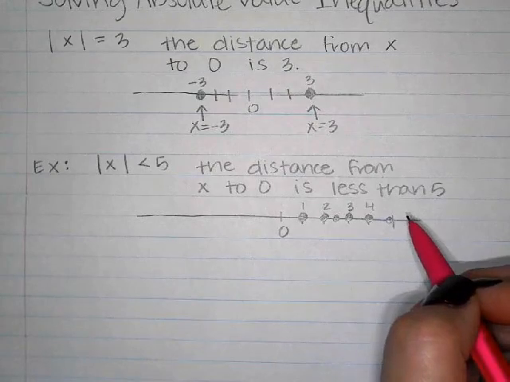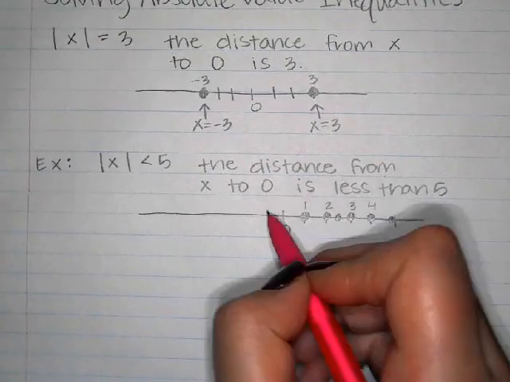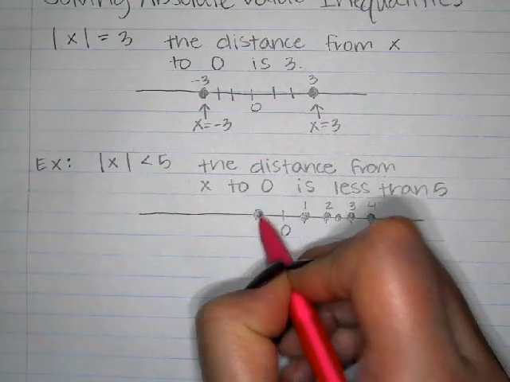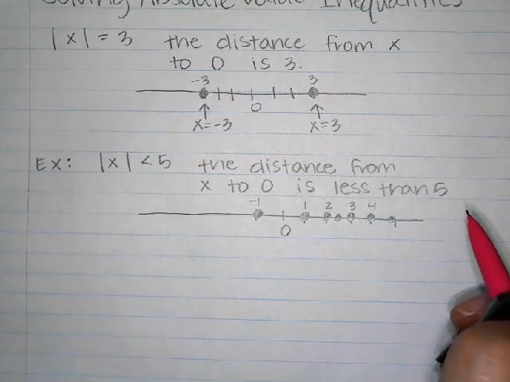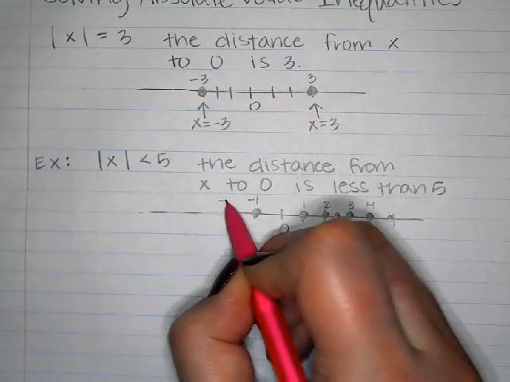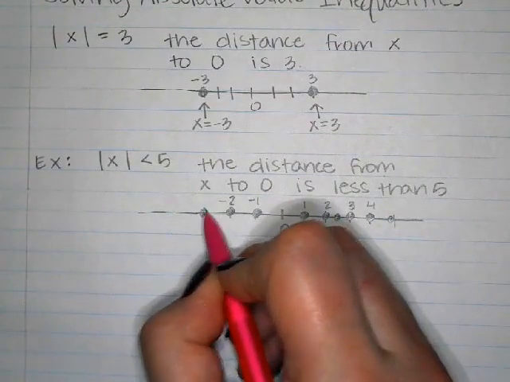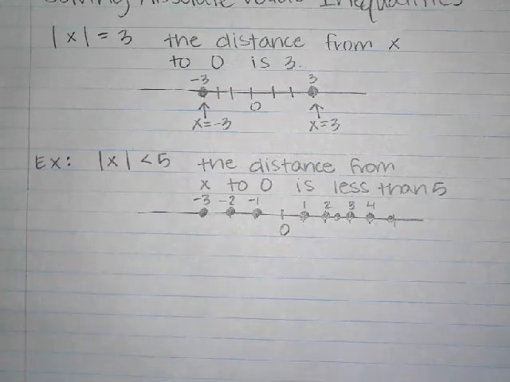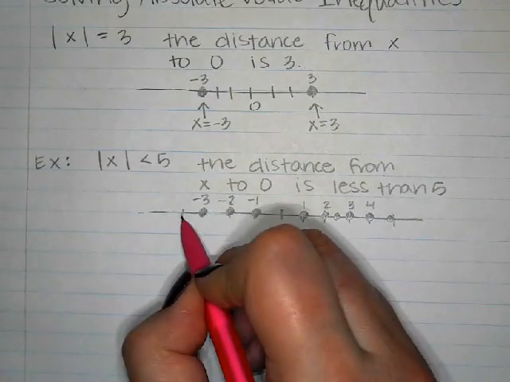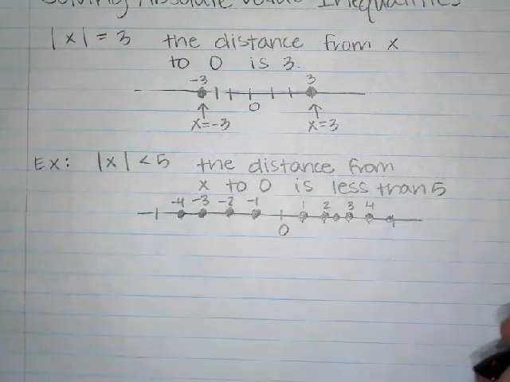Okay. What about -1? The distance between -1 and 0. Is that a distance of less than 5? Okay, that's a distance of 1, so that's less than 5. So -1 would be okay. What about -2? -2 would be fine. What about -3? What about -4? What about -4.99?